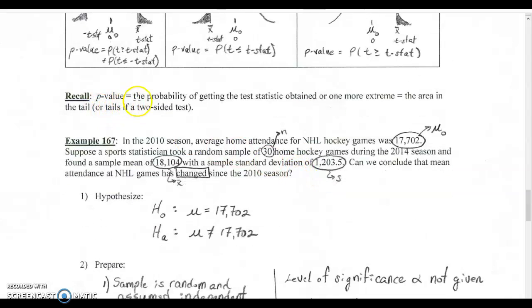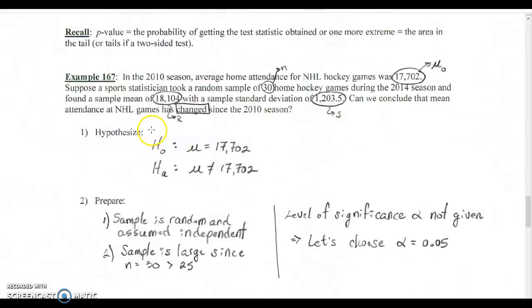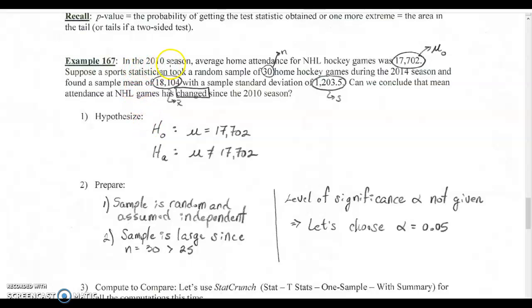Okay, so recall that the p-value is the probability of getting the test statistic that we obtained, or one more extreme. In other words, it's the area in the tail, or tails if it's a two-sided test. And let's do one last example. In the 2010 season, average home attendance for NHL hockey games was 17,702. So this is what we know from past information. That's our mu naught. Suppose a sports statistician took a random sample of 30, so our sample size n is 30, home hockey games during the 2014 season and found a sample mean of 18,104.